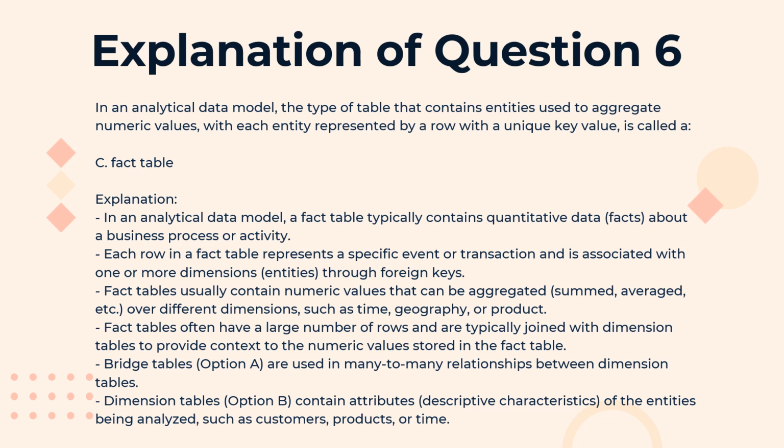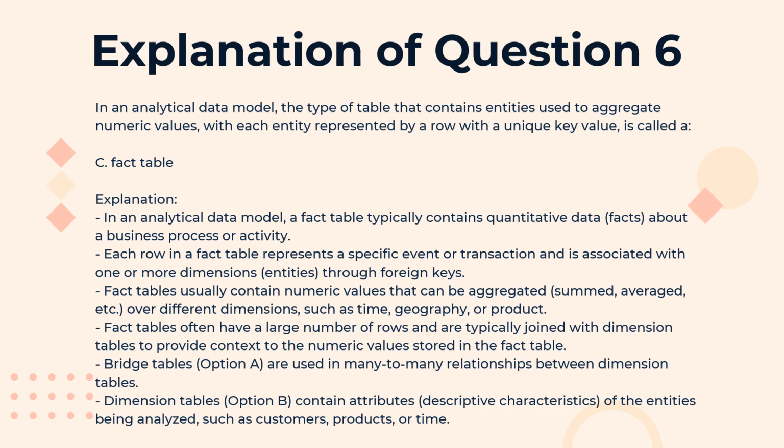Explanation. In an analytical data model, a fact table typically contains quantitative data, facts, about a business process or activity. Each row in a fact table represents a specific event or transaction and is associated with one or more dimensions, entities, through foreign keys. Fact tables usually contain numeric values that can be aggregated, summed, averaged, etc., over different dimensions, such as time, geography, or product.